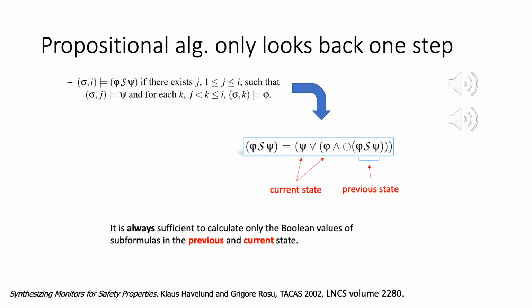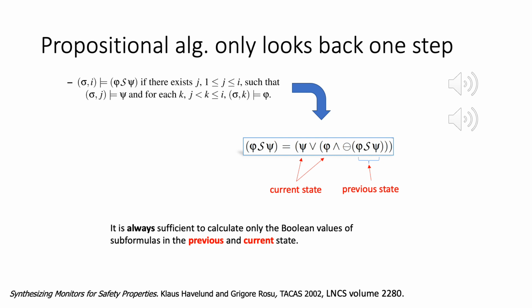Let's now look at the approach for monitoring such propositional past-time formulas. We first observe that the semantics of the since operator satisfies the equation shown in the blue box. This equation states that the formula phi since psi is equivalent to the following formula. Either psi holds now, or phi holds now and phi since psi was true in the previous state.